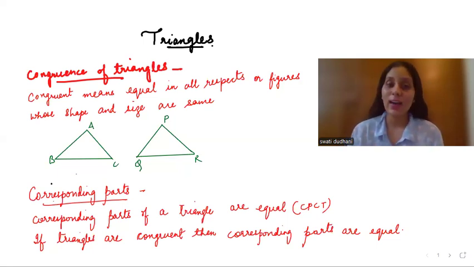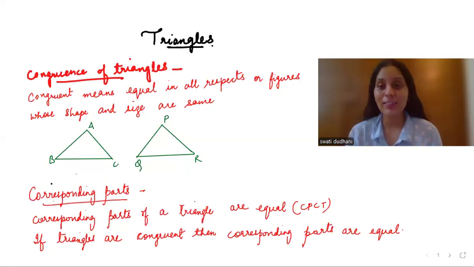So, what is a triangle? The types of triangle, how many sides, how many angles, we have learnt all of it. So, in this grade ninth, we have a new topic here, congruence of triangles.